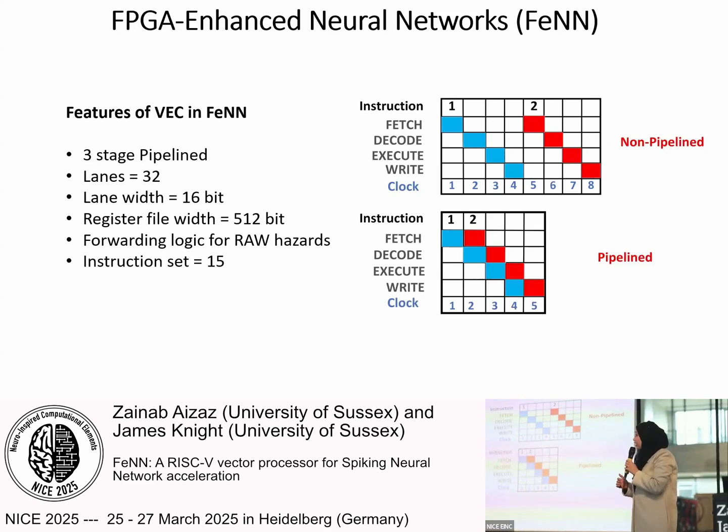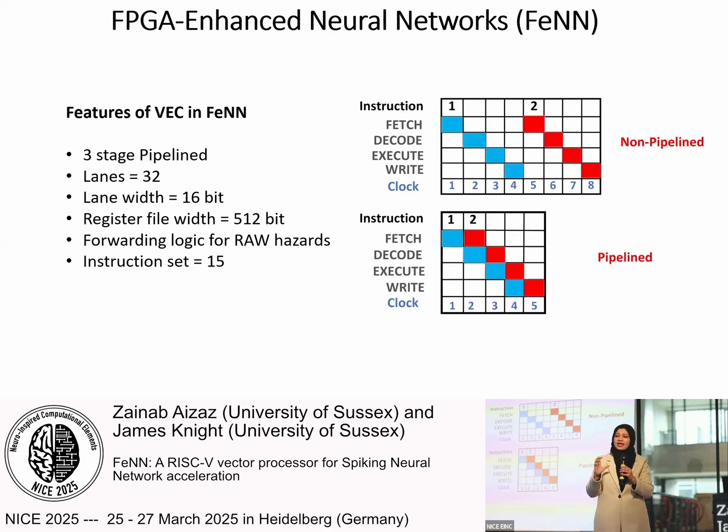Now, another feature of the vector processor is lanes. Lanes means how many operands you are using in your vector. Suppose you want, as I explained, 16 multiplications. Then your vector is composed of 16 operands. FeNN uses 32 operands, so the vector is composed of 32 operands, and each operand is 16-bit. That's the lane width. So what is the register file width? 32 times 16, that is a 512-bit register file that we have.